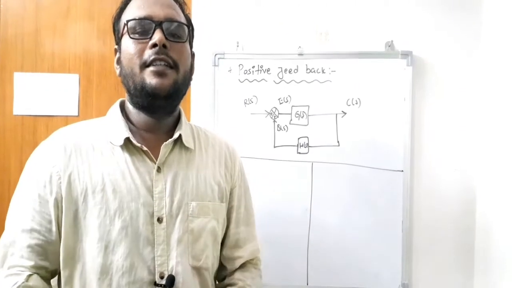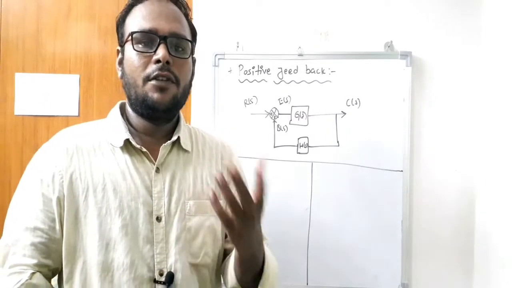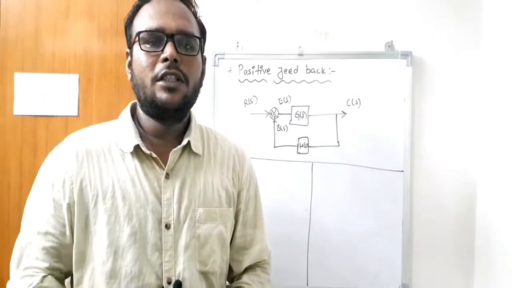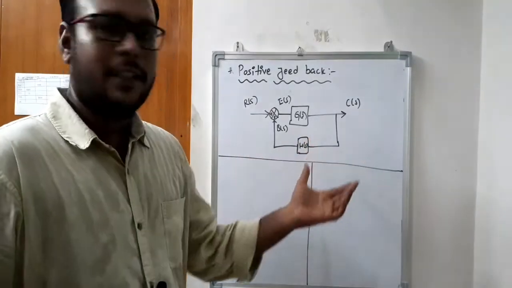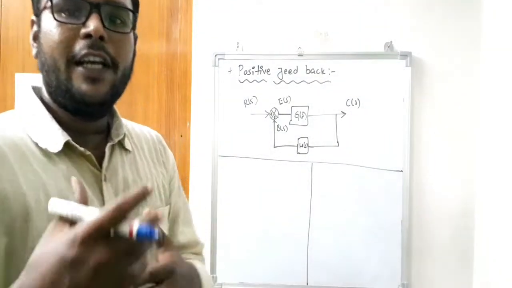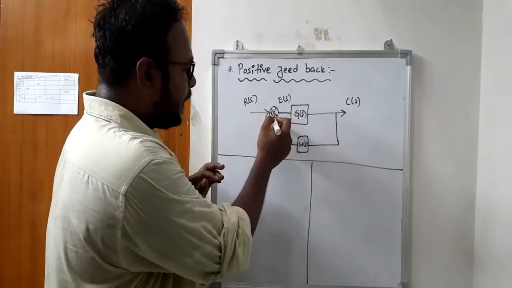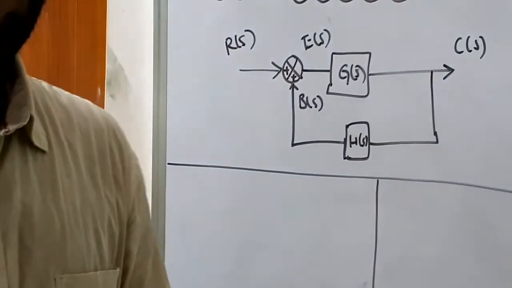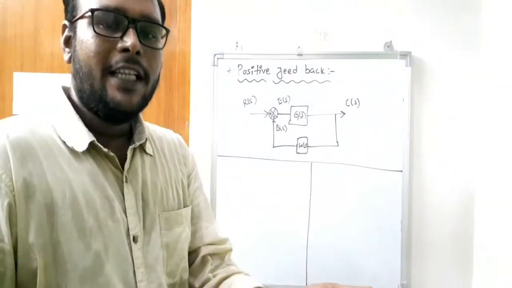In the last video we discussed the closed loop transfer function of a negative feedback. Now in this video we are going to discuss the transfer function of a positive feedback. This is the block diagram we already discussed in the negative feedback, but the difference between the negative and positive feedback is that the feedback signal is connected to a positive sign in the error detector. Then the feedback is positive feedback.